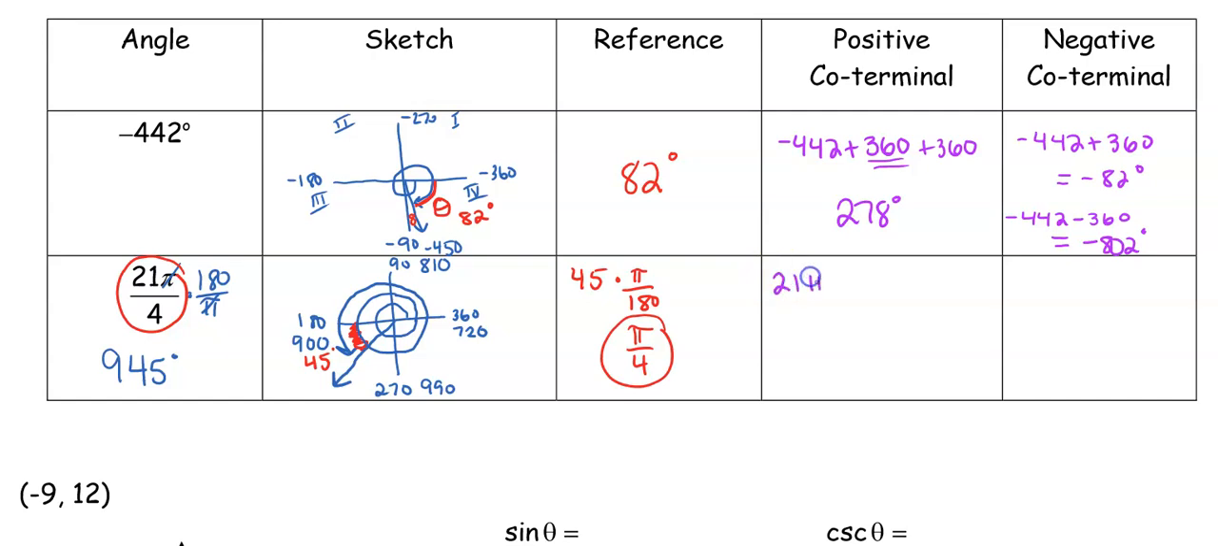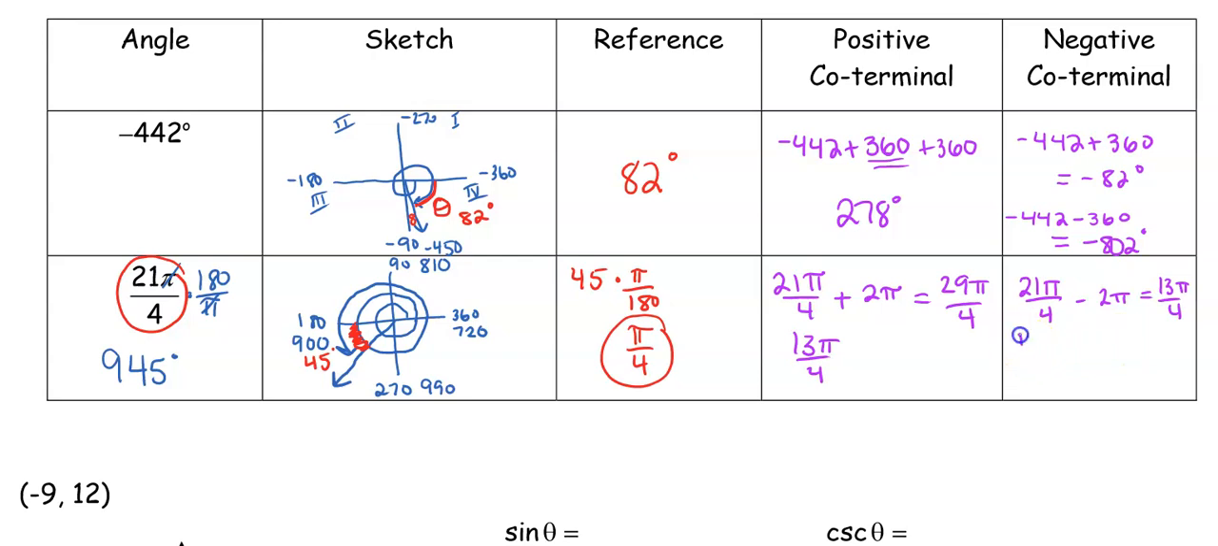So if I have 21 pi over 4, and I add 2 pi, that's going to put us at 29 pi over 4. So remember, when you're going in your calculator, you're just not going to add those pi's in there. Our negative coterminal, so we have 21 pi minus 2 pi. If I subtract 2 pi, I'm still at a positive 13 pi over 4. So that could be another possible answer for the positive.